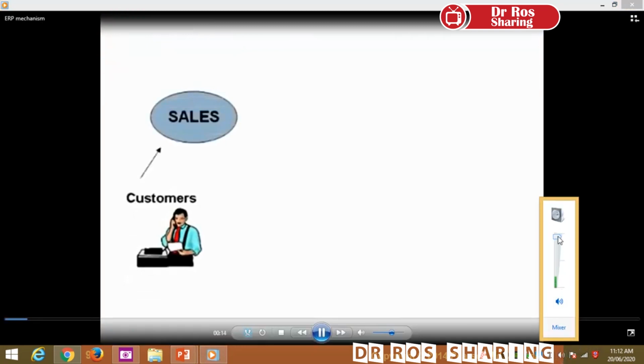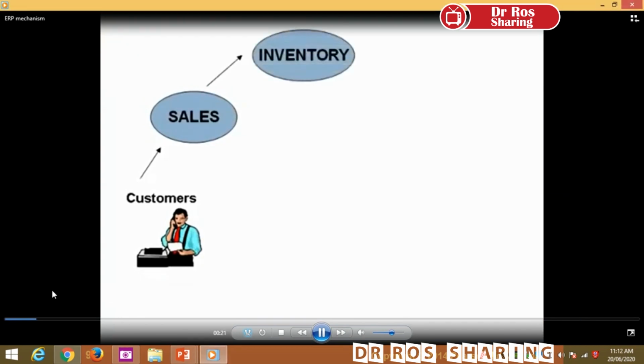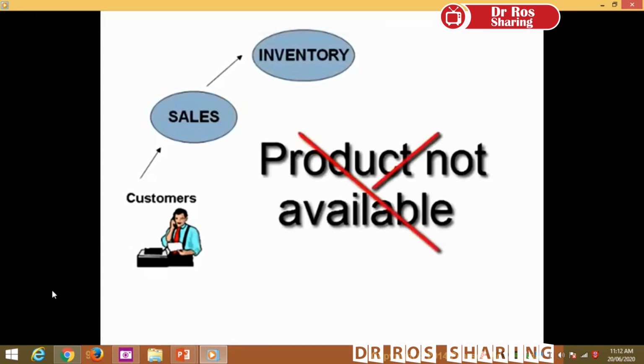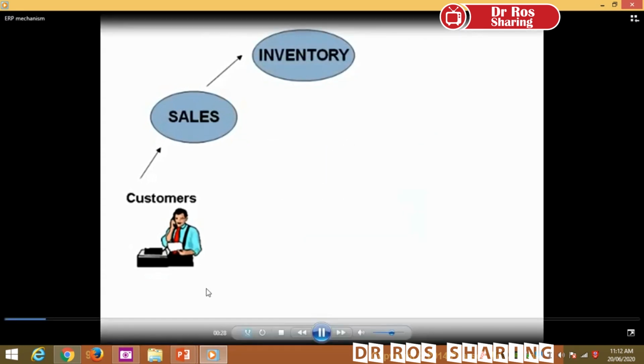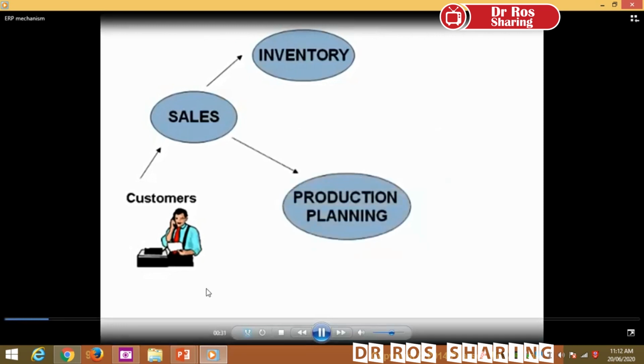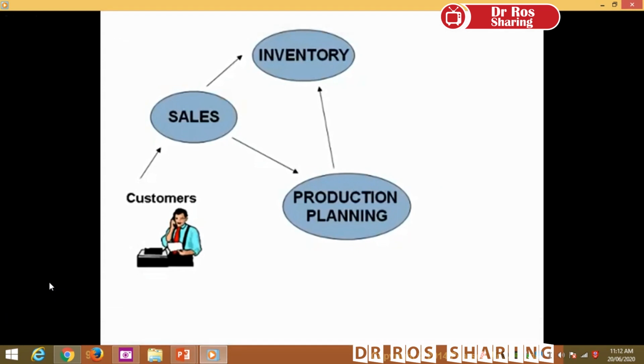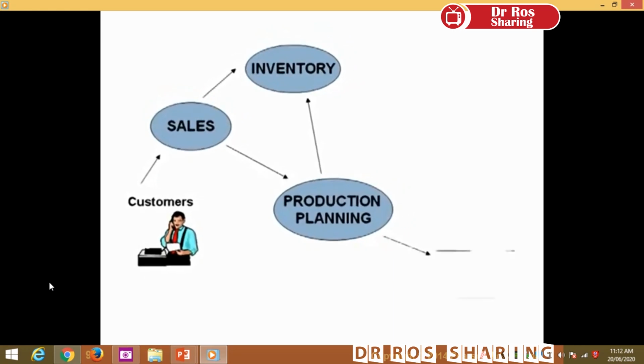A client approaches the sales team to buy a particular product. The sales team approaches the inventory department to check the availability of the product. In this case, the product is out of stock. The sales team approaches the production planning department to manufacture the product. The production planning team checks with the inventory department for availability of raw material. If raw material is not available within the inventory, the production planning team buys the raw material from the vendors.